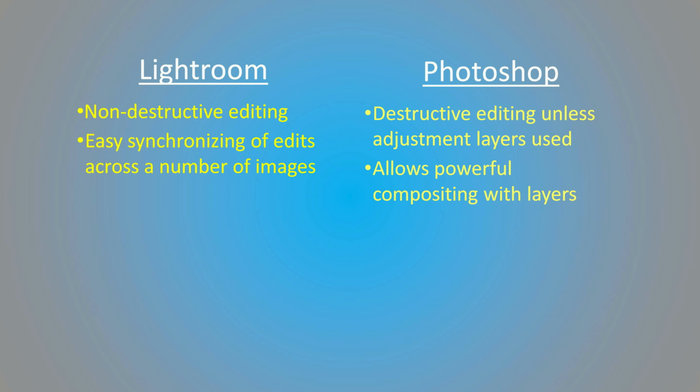Let's assume that you have a bunch of images that were shot pretty well at the same time in the same kind of light, but they're all a little dark. In Lightroom, you can take one of those images and do your exposure adjustment or whatever, and then you can do a really easy synchronization of that change across all the images that you want to adjust with that same exposure adjustment. Photoshop's strength lies in the fact that it allows powerful compositing with layers, which Lightroom does not do.